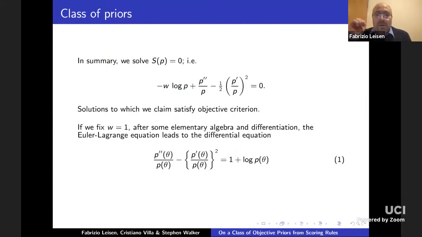At the end of his talk, Stephen displayed the differential equation. This differential equation is the result of setting the scoring rule equal to 0. We said that our prior fulfills this principle. So we believe that objectivity is about setting the scoring rule equal to a constant. As Stephen said, the constant is not important, and 0 is what we can start from.